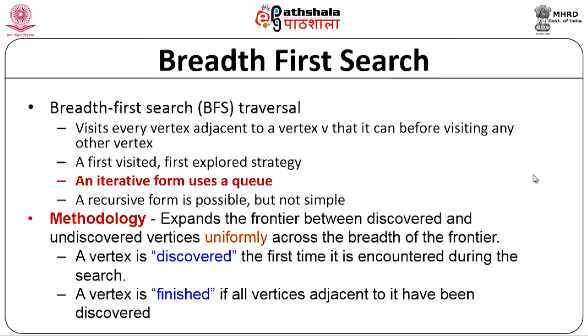So, what we are trying to say is it takes a node which has been first seen, explores that before going to the second node and exploring that. A vertex is discovered the first time it is encountered during the search, and a vertex is finished if all vertices adjacent to that particular vertex have been discovered. Again, a vertex is discovered the first time you encounter it during a search, and a vertex is finished if all the vertices adjacent to it have also been discovered. That is the methodology that is generally followed.